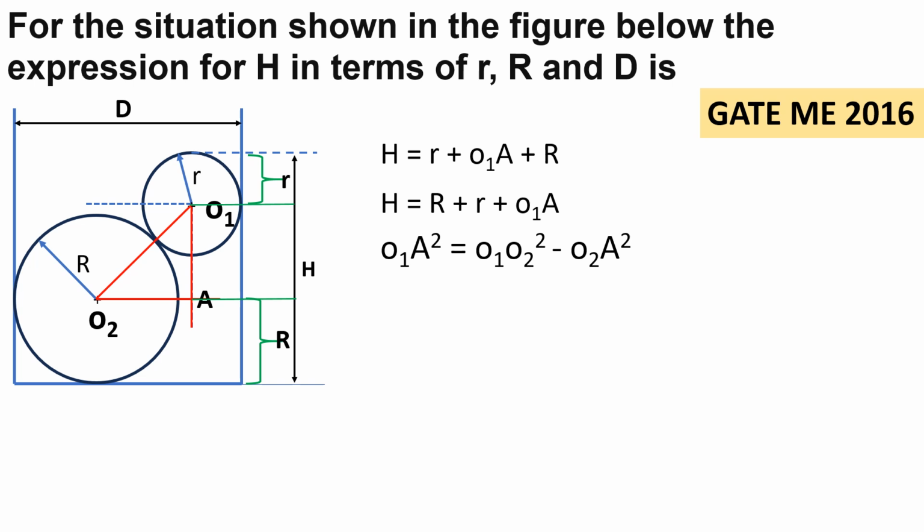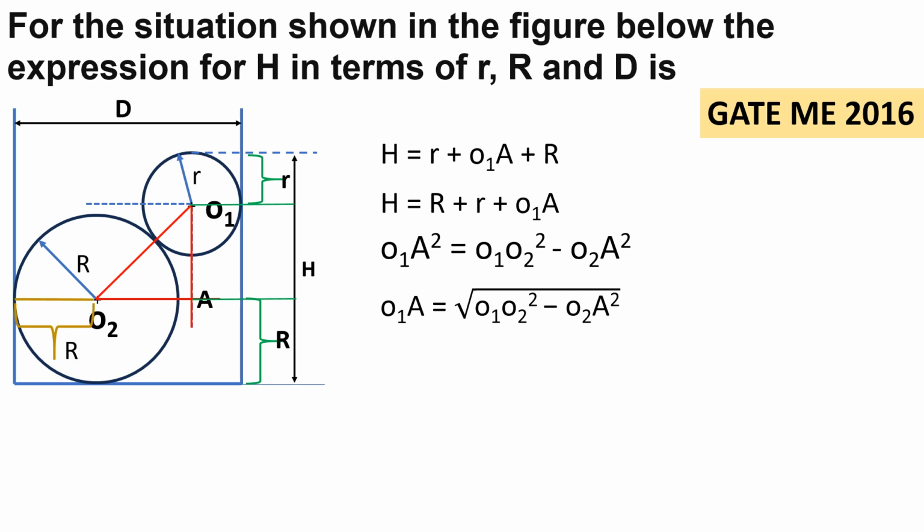Here, O1AO2 is a right angle triangle. Then O1A square equal to O1O2 square minus O2A square. So this can be written as O1A equal to the root of O1O2 square minus O2A square. So now we have to determine the O2A value.